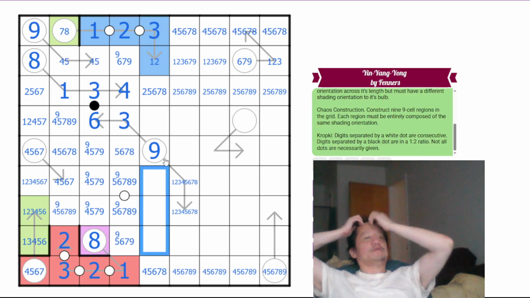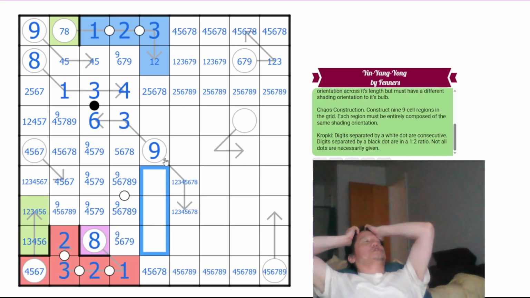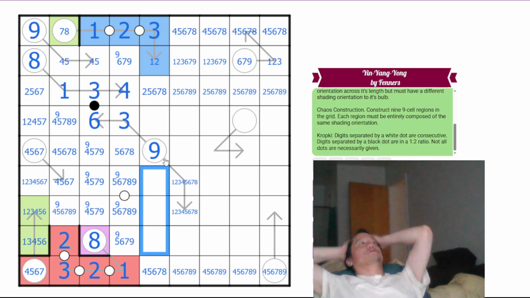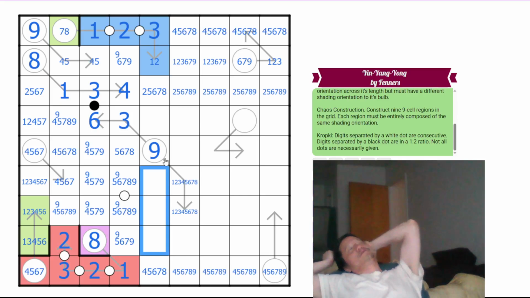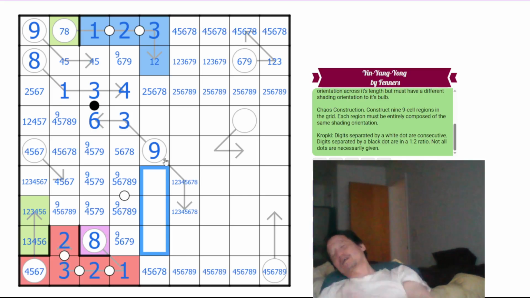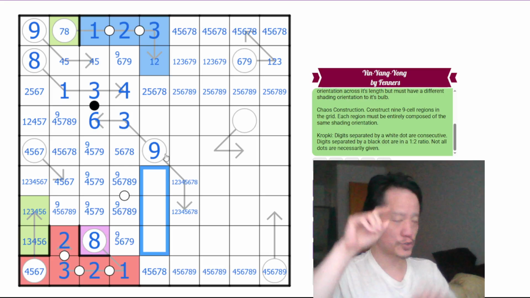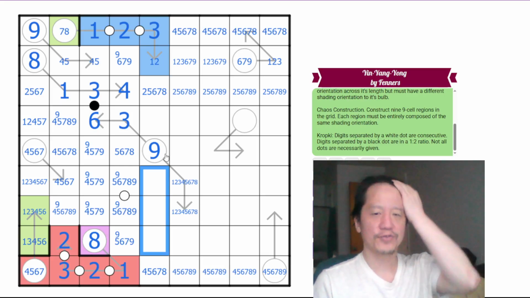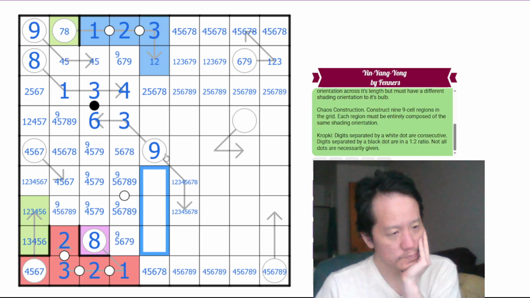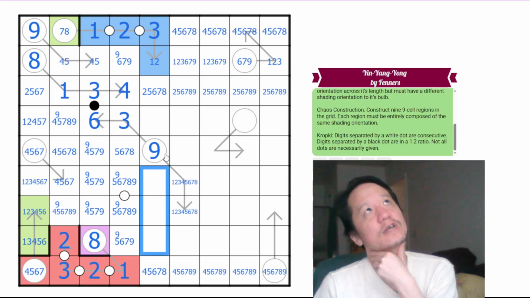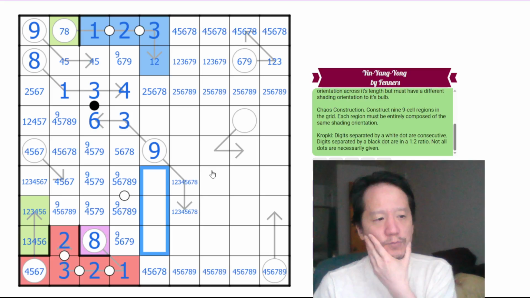For yin-yang puzzles, once it switches, it can't switch back to another of the same orientation. I mean, it switches twice, essentially. But for three regions, you don't even necessarily have to have three regions reach the edge, actually.